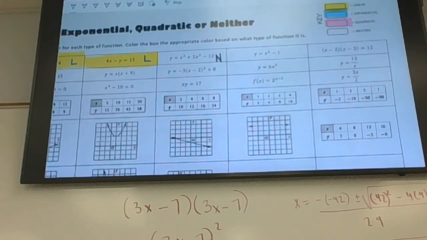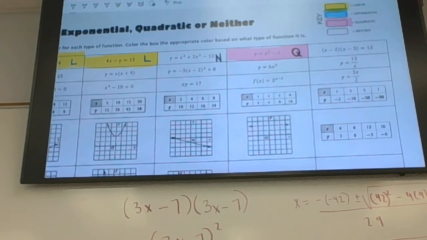The next one is quadratic. Isn't the next one quadratic? Alright, what's the next one, you guys? Quadratic. Thank you, Bella. Did everybody get Q for this one? Of course, because x is squared, so quadratic.